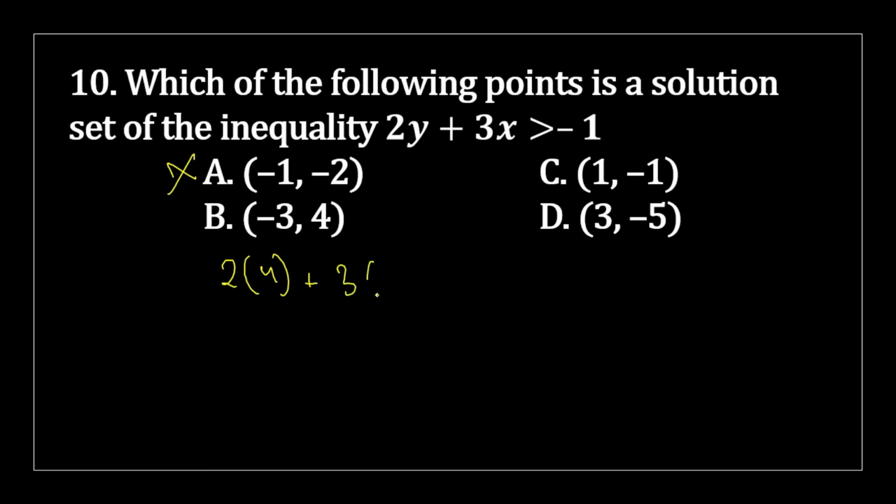Letter B, we have 2 multiplied by 4 plus 3 multiplied by negative 3 greater than negative 1. So this is 8 minus 9 greater than negative 1. So this is negative 1. They are equal, so this is not correct as well.